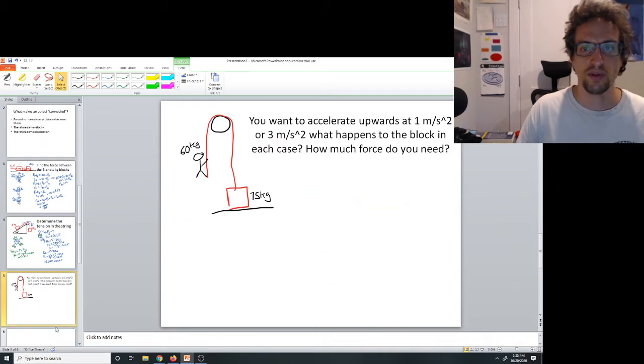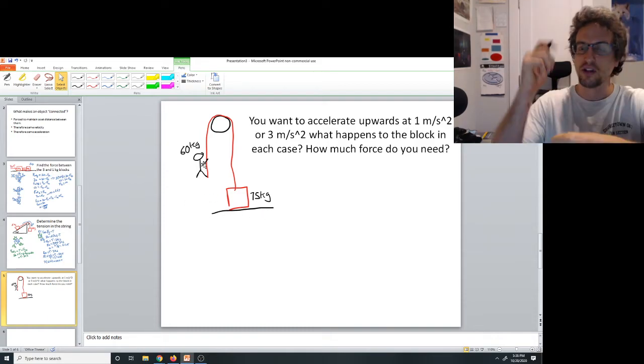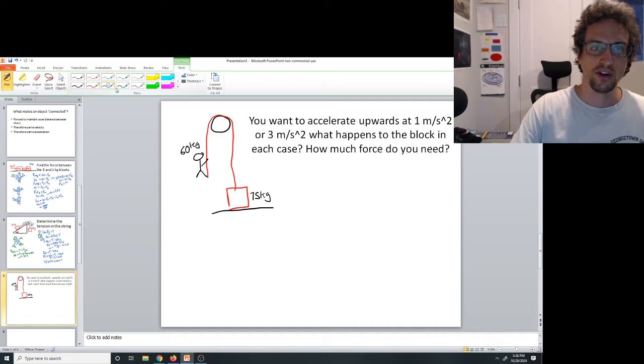All right, one more example here. This is an object that looks like a connected object problem, but they're actually not connected. Here's why. You want to accelerate upward at 1 meter per second squared or 3 meters per second squared. What happens to the block in each case? So the block is sitting on the ground here. You're climbing the rope, right? So this person is going upward.